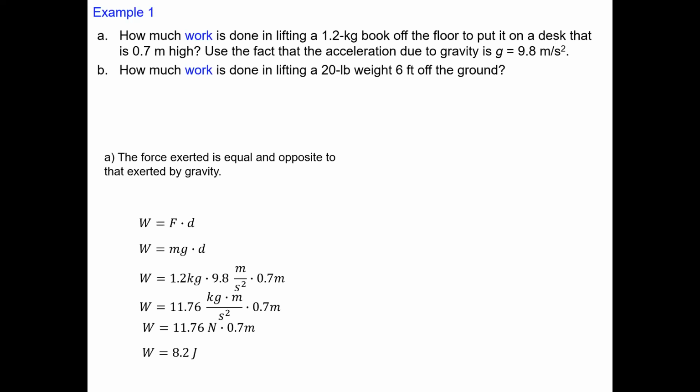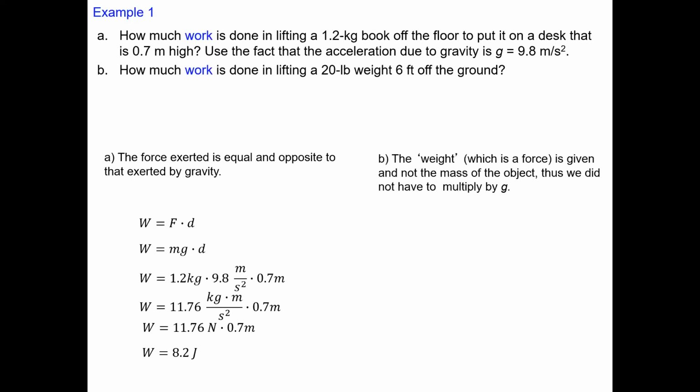And now, part B is in the imperial system. How much work is done in lifting a 20 pounds weight 6 feet off the ground? Okay, so now we don't need anything. We just need to multiply force, because the force is basically the weight if the units are pounds. 20 times 6, that means force, the weight, times the distance, 6 feet, 120 foot-pounds.